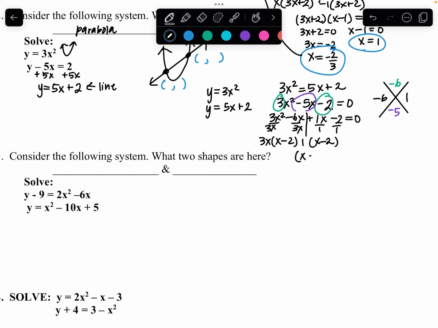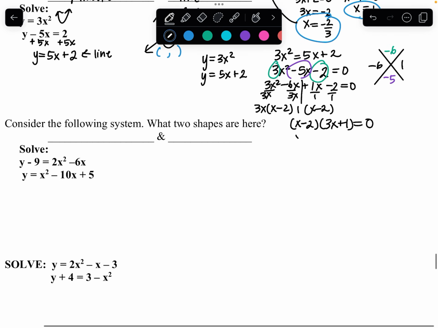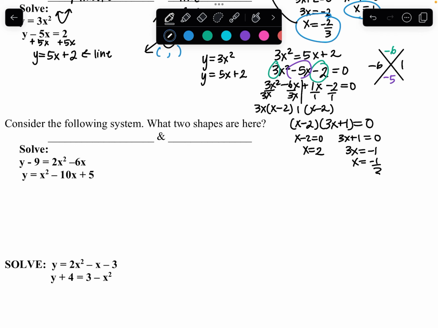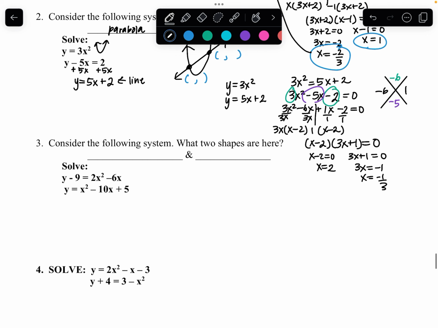And so x minus 2 is one of my factors, 3x plus 1 is the other. When I set them equal to 0, I get x equals 2, and x equals negative 1/3. And so those are just the x values.